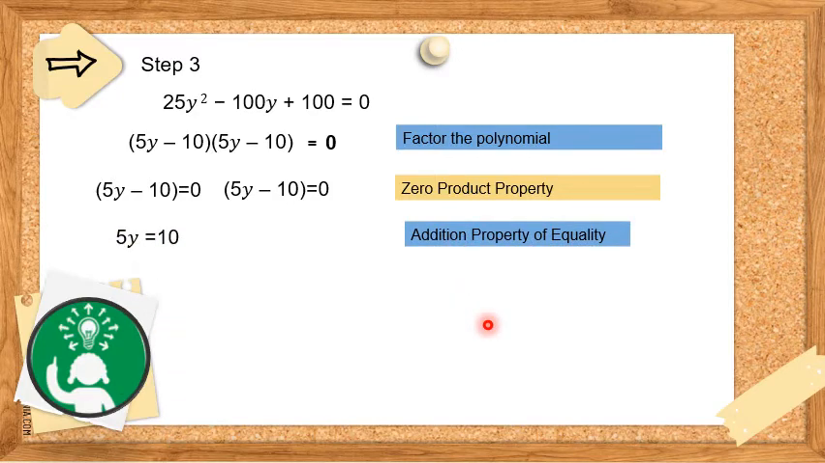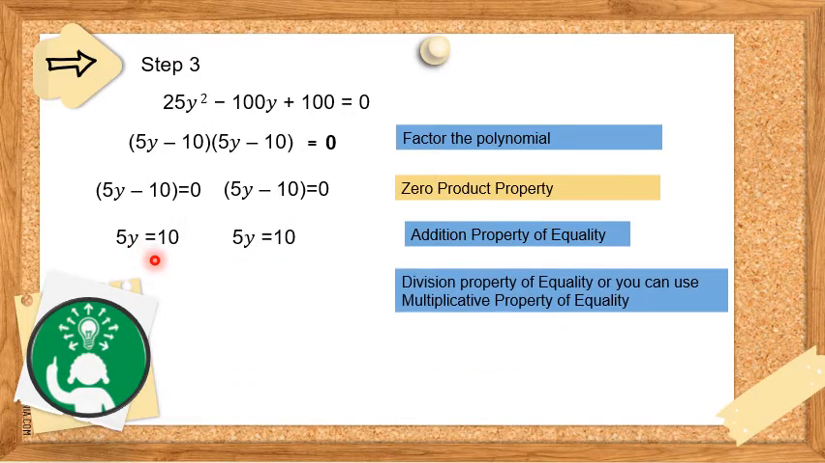5y equals 10. This is the shortcut. We have to transpose negative 10 to the other side, to the right side. It becomes positive 10. Or we can use the addition property of equality here. That's why we have this. And then we use the division property of equality, or you can use the multiplicative property of equality. But I use here the division property of equality. So let's divide both sides by 5, then cancel 5.